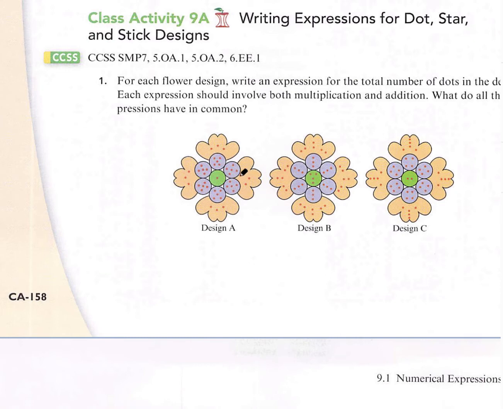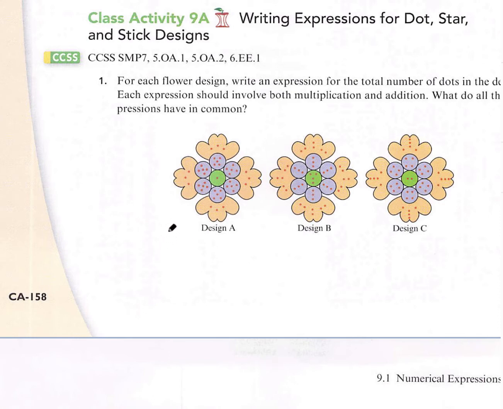Each one of these designs has a different number of dots in each one of the different sections of the flower. So you can start in the center and move out, or you can start with the petals and move in. But the first thing we want to do is find the total number of dots in each one of these designs.